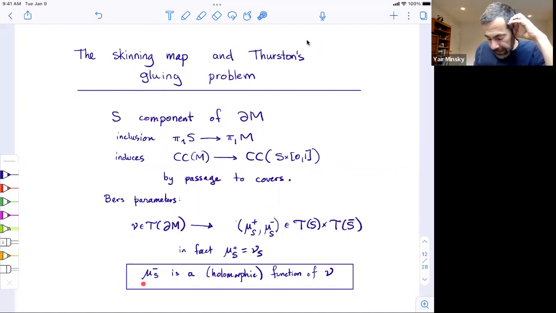So mu_S minus is a holomorphic function. The holomorphic part is just for fun; I won't be using this fact, but it's part of the general theory, part of the Ahlfors-Bers deformation theory. Anyway, forget the holomorphic part. It's a function of nu, that's what we care about. And then in a minute, we want to assemble all of these for all of the boundary components and get a big function of nu, and that would be the skinning map. But first, the picture.